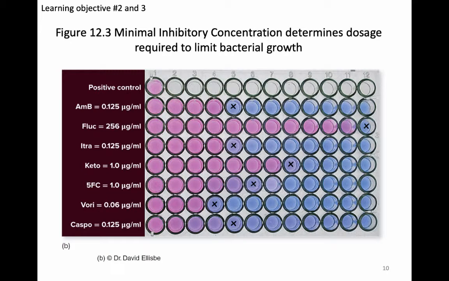So AMB is in the second row, FLUC is the drug in the third row, and so on. We also have listed the starting concentration of the drug, and then in subsequent wells, that concentration of drug will double. So in each of the wells, in addition to adding the drug and the media, we add the microbe.